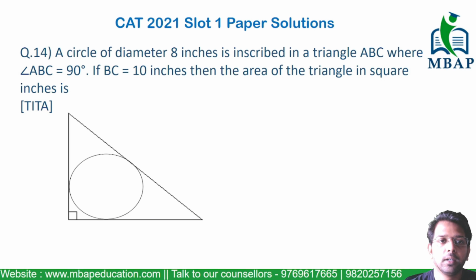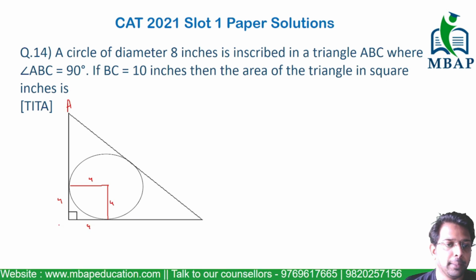The question says, a circle of diameter 8 inches is inscribed in a triangle ABC where angle ABC is equal to 90 degrees. If BC is equal to 10 inches, then the area of the triangle in square inches is equal to what? Easy question. Now what has been given to you? The radius of this circle inscribed in the triangle is 8 by 2, which is basically 4. So this will be 4, this will be 4, this will be 4 and this will be 4.